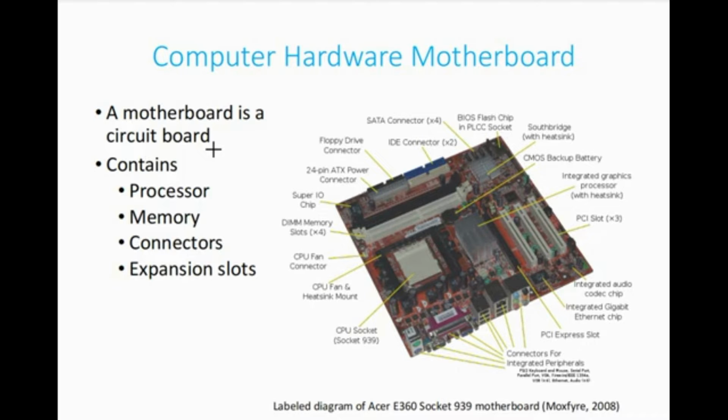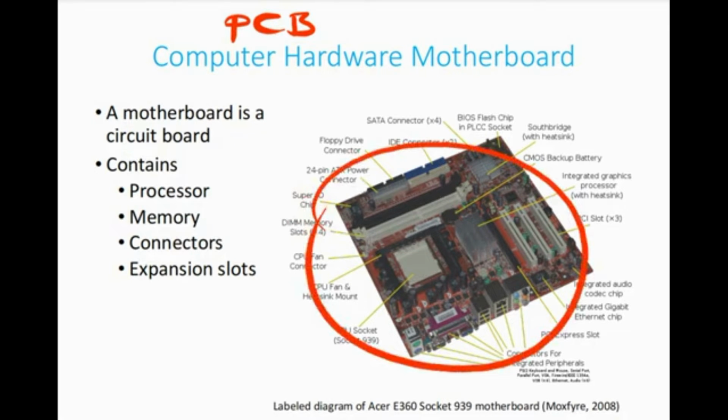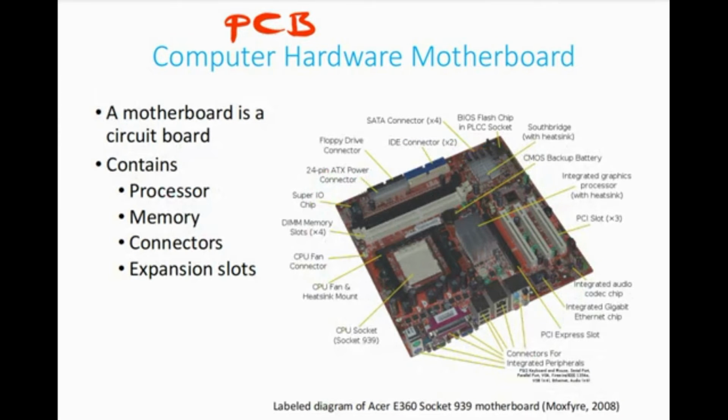So we know what a circuit is, right? The circuit that is printed on a board, this is what you're seeing there. When you open your system unit, what you're seeing there is what we call the motherboard, where all the things are attached. The motherboard contains the processor, the memory, connectors, and expansion slots.